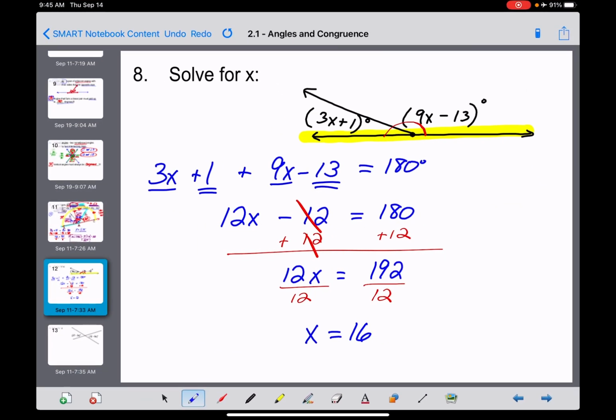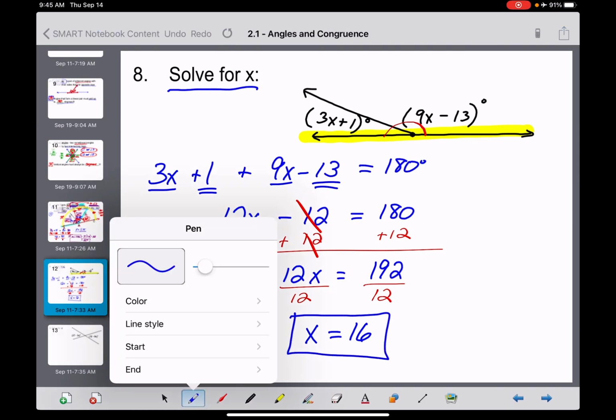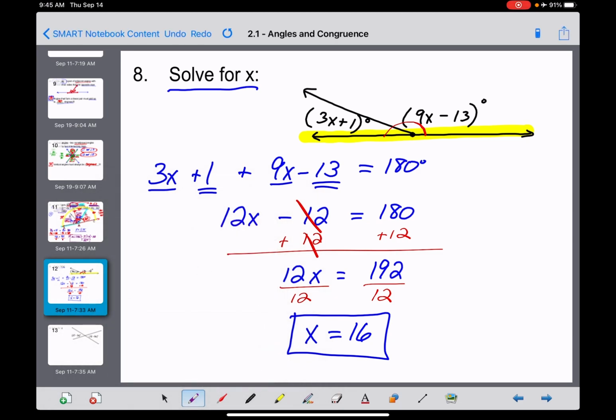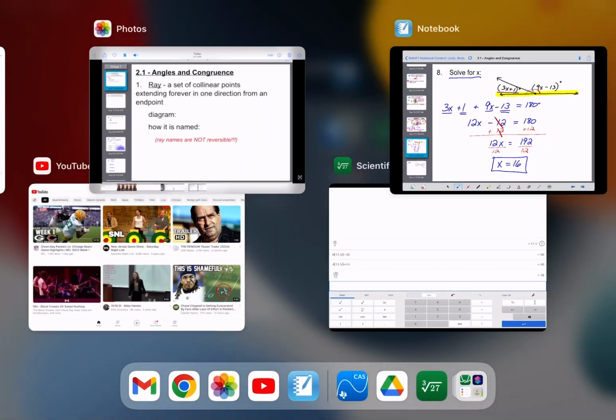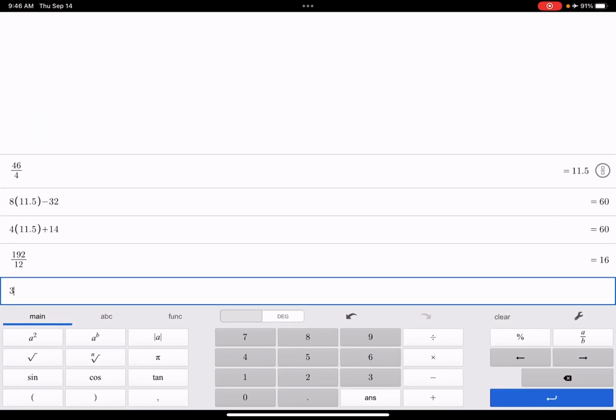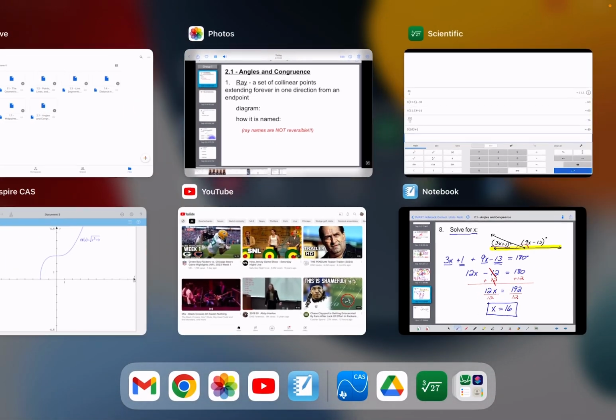And again, always go back and check your directions when you think you're done. The directions just said solve for x, which we've done, so it looks like we're finished with this problem. But especially on a quiz or a test, you guys, it's always a good idea to check your answer. I'm going to find the value of this angle right here, 3x plus 1. So this is going to be a 3 times an x value that I believe is 16 now. So 3x plus 1, and that gets us 49 degrees.